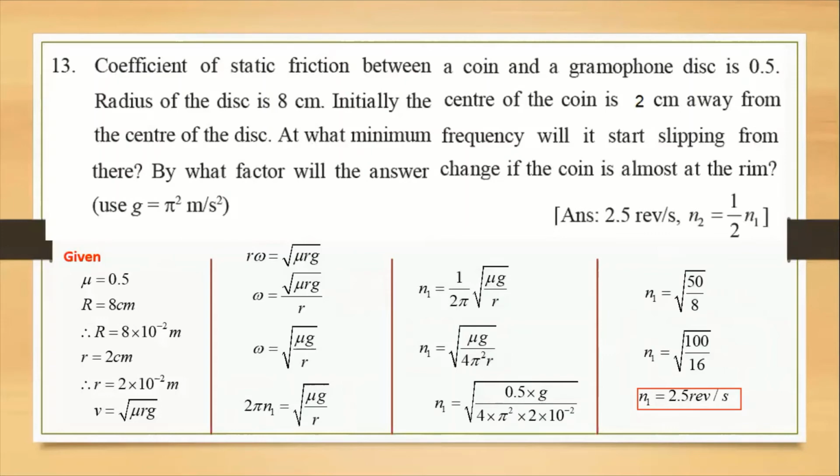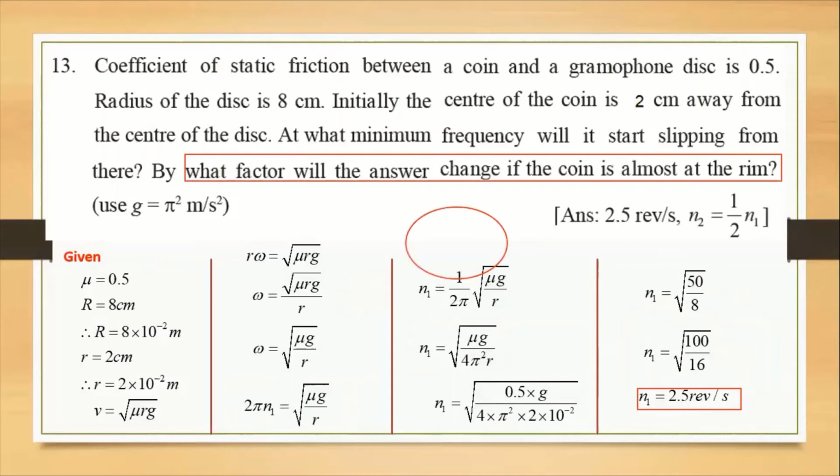Now one more thing. By what factor? Now second thing we have to find out. By what factor the answer changes if the coin is at the rim? Okay. When the coin is at the rim, so the radius, listen, radius we have to take as a capital R. So this is the radius. Means here we have taken small r as 2 centimeter initially because coin is in between center and edge. Now we have to take the radius 8 centimeter and we have to solve for the frequency. We get the answer. Okay. Now let's see.